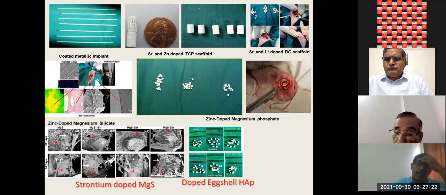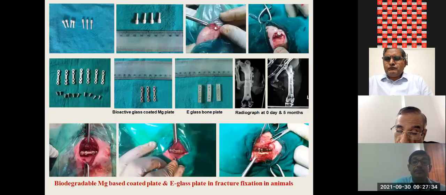We have also carried out work with strontium magnesium silicate in an animal model. Later, we also developed hydroxyapatite extracted from eggshell, a waste material, and we have published this work in Communications in Human Surgery.